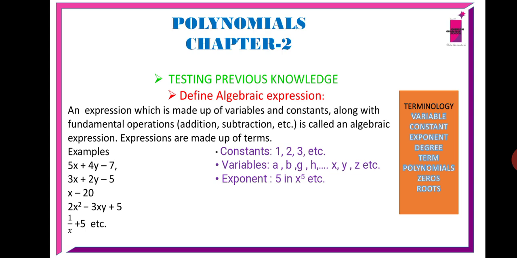An expression which is made of variables and constants along with fundamental operations, that is addition, subtraction, etc., is called an algebraic expression. Expressions are made up of terms. So what are constants? 1, 2, 3. And variables are a, b, g, h, and so on. What is an exponent? If I write x power 5, the 5 is called the exponent.